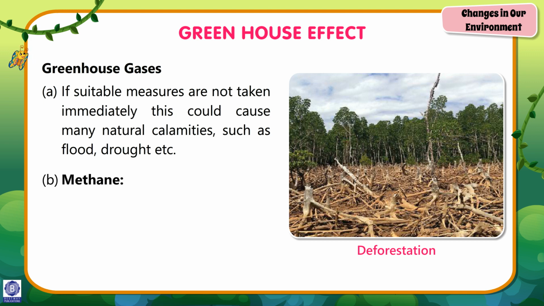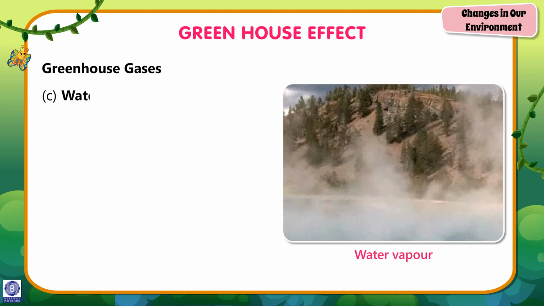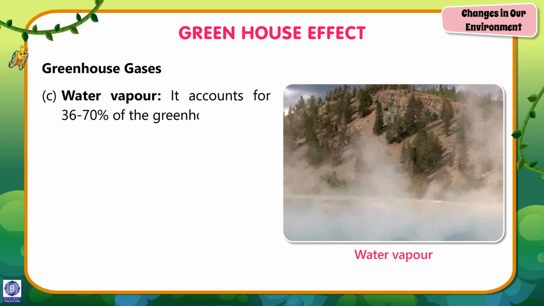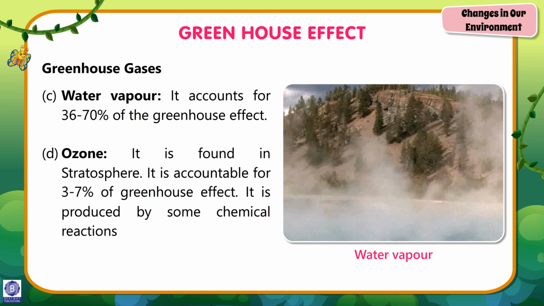B. Methane. It is a natural gas available in marshy lands which accounts for 4 to 9% of the total greenhouse effect. C. Water vapor. It accounts for 36 to 70% of the greenhouse effect. D. Ozone. It is found in the stratosphere. It is accountable for 3 to 7% of the greenhouse effect. It is produced by some chemical reactions of pollutants in the atmosphere.